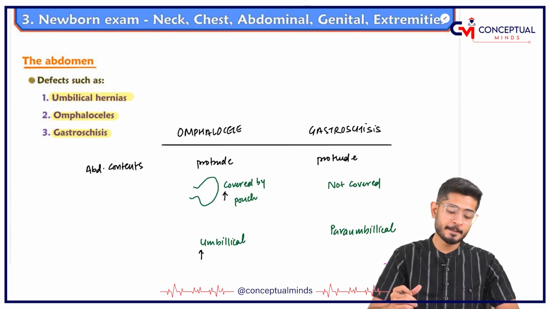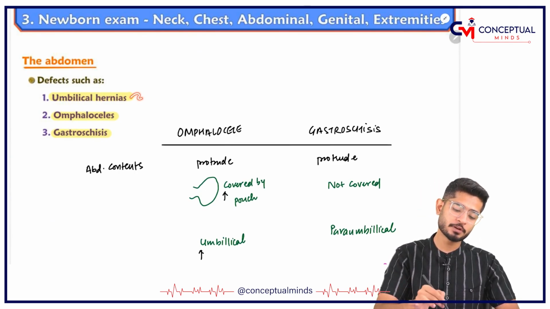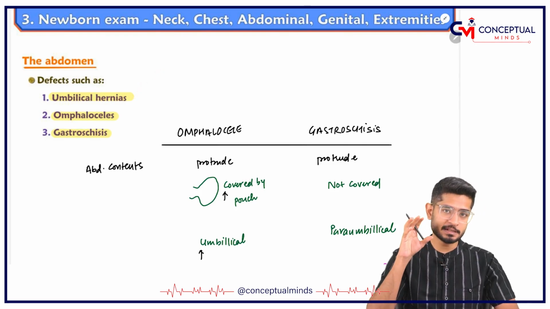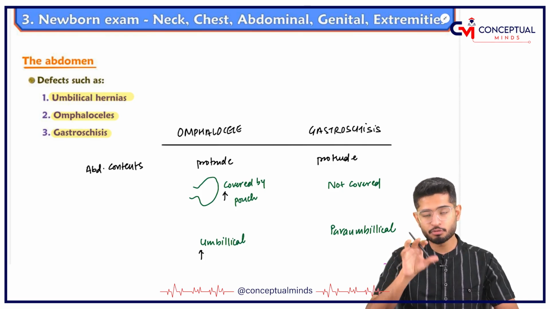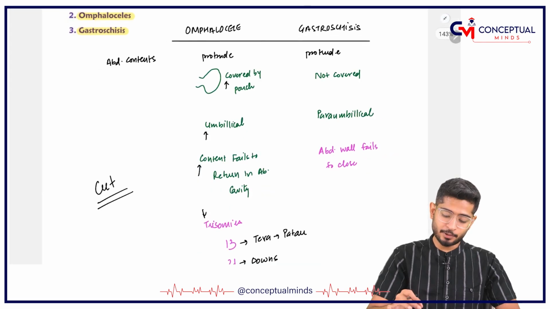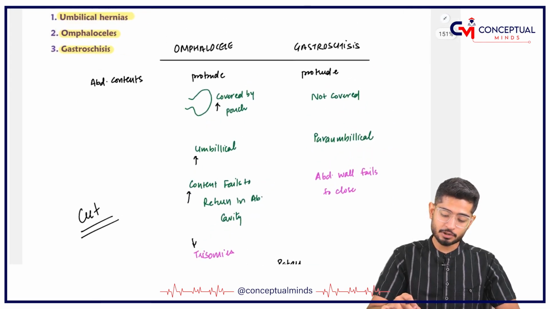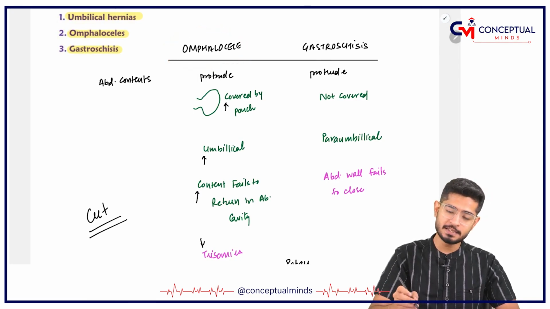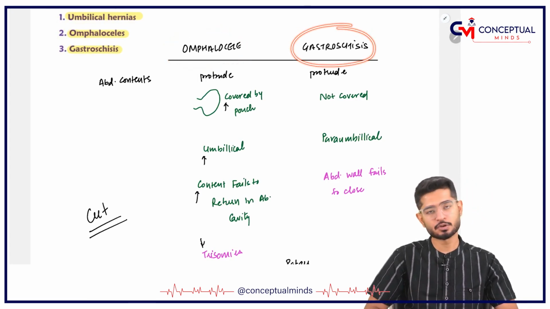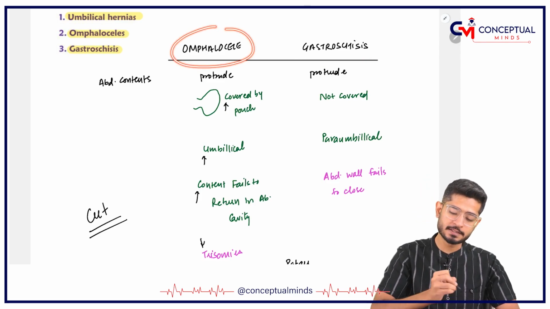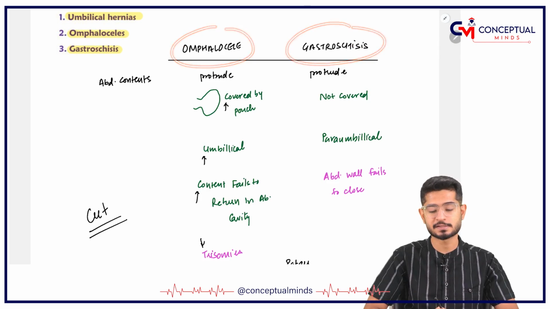So my dear friends, in the abdomen you have to check for umbilical hernias. Something protruding, some intestinal or abdominal mass protruding out of the umbilicus, is called an umbilical hernia. Whereas the abdominal wall can have two other more important things. One is called Omphalocele, the other is called Gastroschisis.